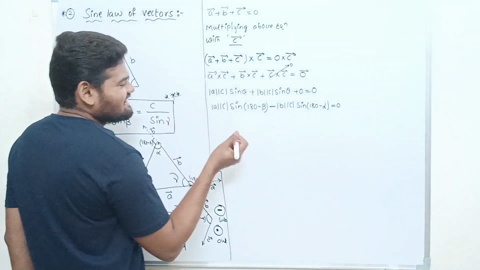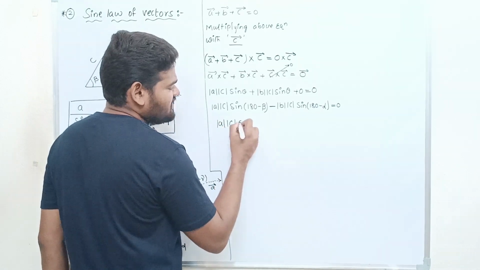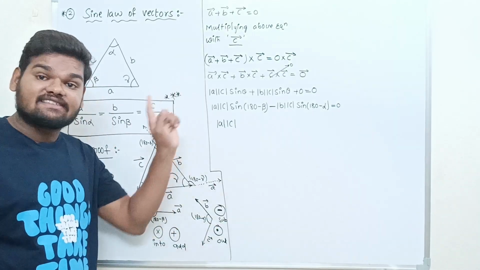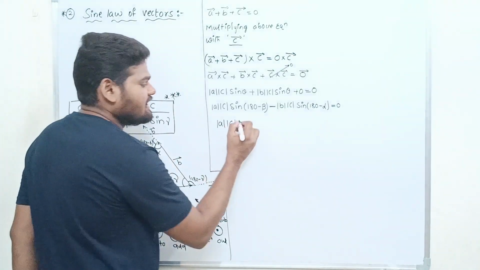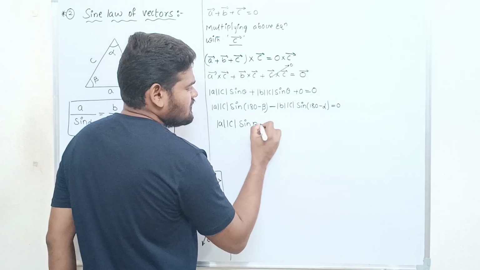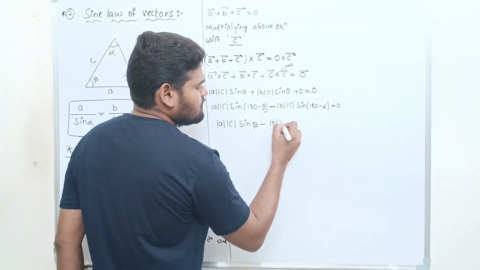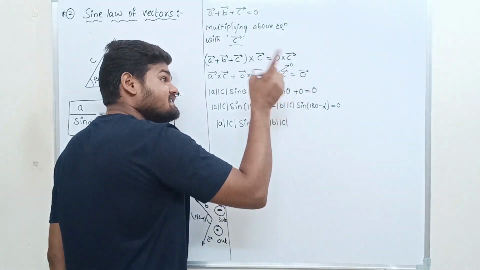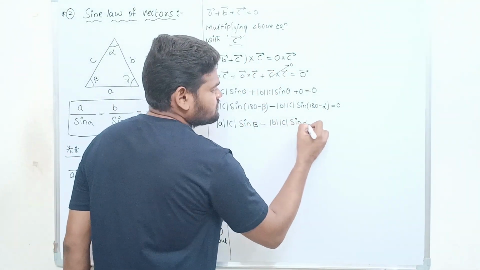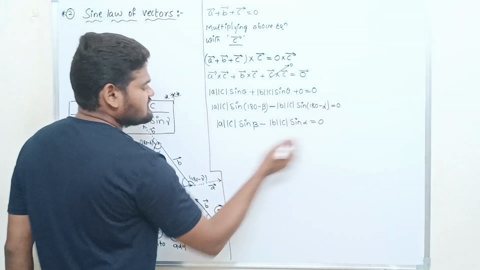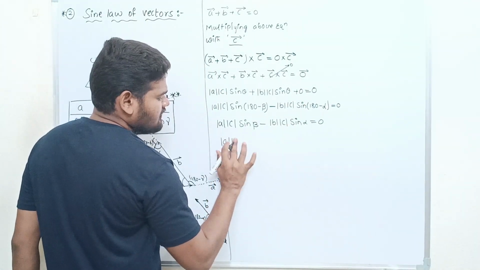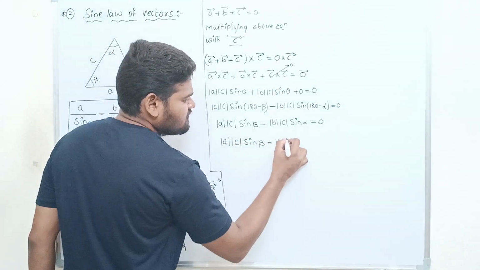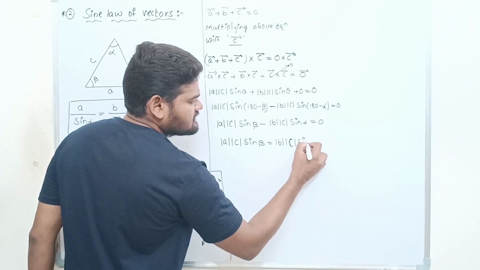Any doubt? Okay. So magnitude of A, magnitude of C, sine of 180 minus theta, second quadrant. In the second quadrant, sine is plus. So you will get sine beta. Magnitude of B, magnitude of C, sine of 180 minus alpha, second quadrant. In the second quadrant, sine is plus. Okay, so just bring this term to that side. So magnitude of A into magnitude of C into sine beta is equal to magnitude of B into magnitude of C into sine alpha.